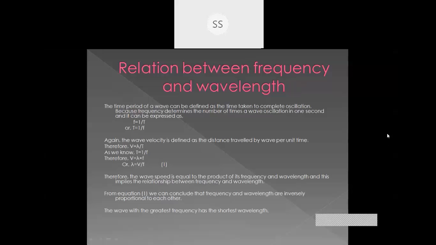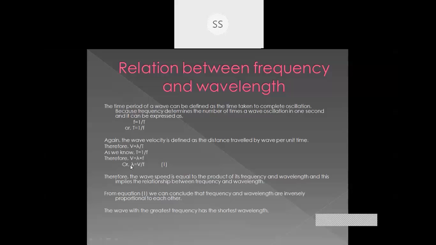Again, time period equal to 1 by frequency. Therefore, if we put the value of time period in that equation, v equal to lambda into f. That is our relationship between frequency and wavelength: wave speed equal to wavelength into frequency. Or in terms of wavelength, lambda equal to v by f, or wavelength equal to wave speed divided by frequency.